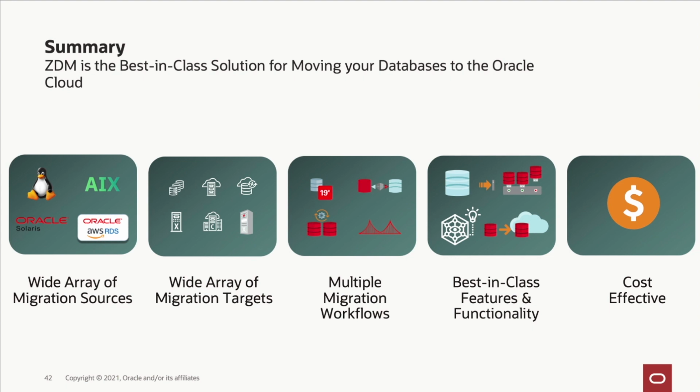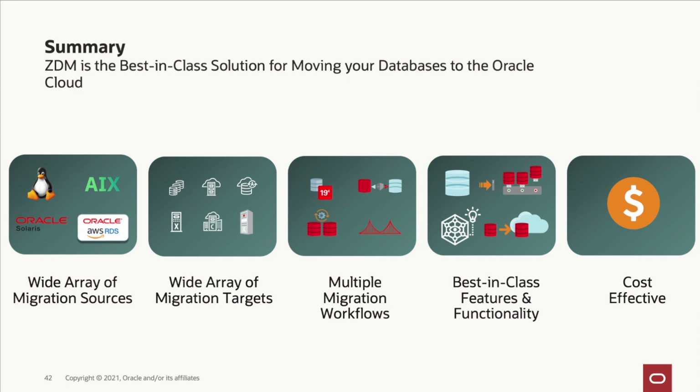ZDM has a wide array of migration sources. You can migrate databases that are running on Linux, AIX, and Solaris. You can also migrate Oracle databases that are running on AWS, Amazon Web Services, RDS. You can migrate databases from 11.2.0.4 onwards for the version level, and you have a wide array of migration targets.